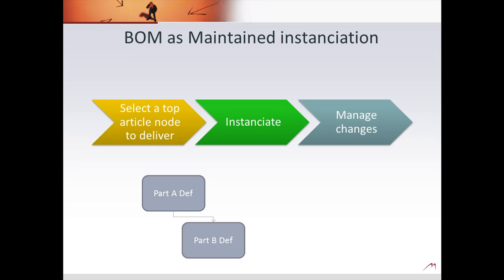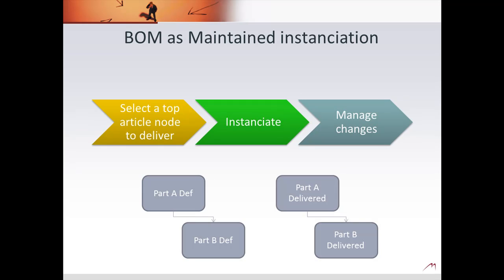We have a basic BOM that is already inside Aras, typically part A, part B, which is inside part A, its BOM. And then you instantiate this BOM into a delivered BOM, and each part is related to its definition. That's pretty much what we're doing.